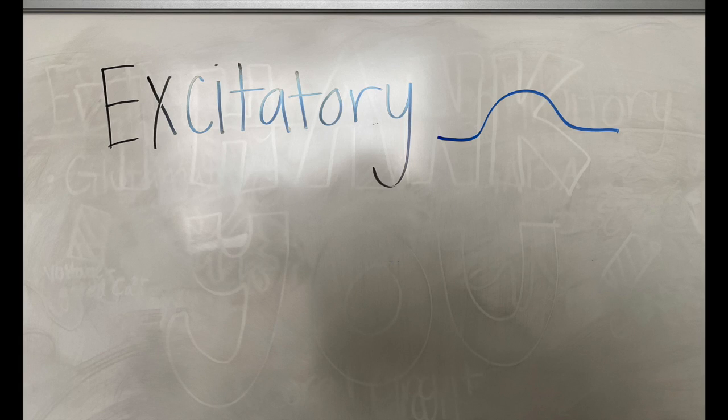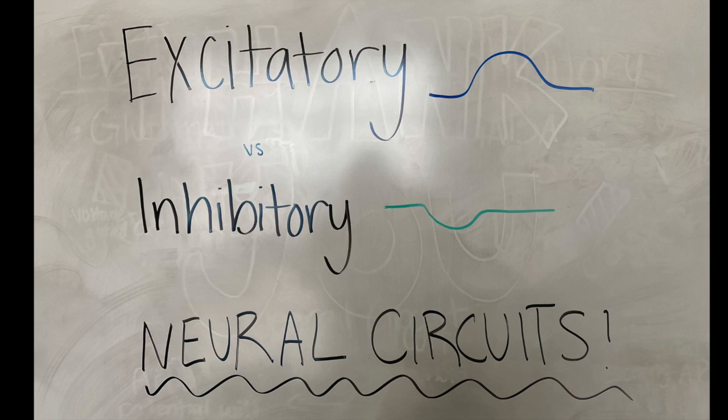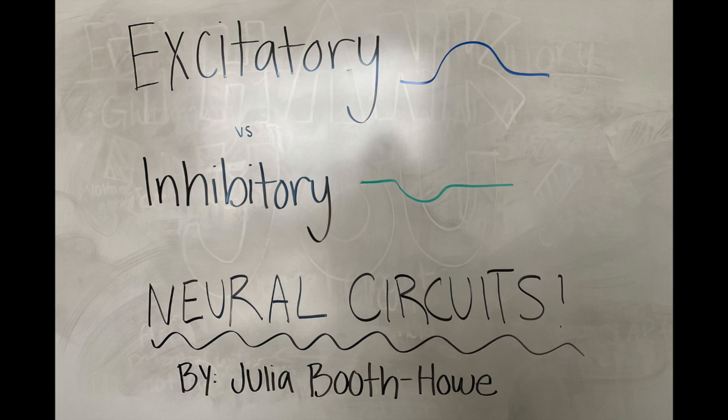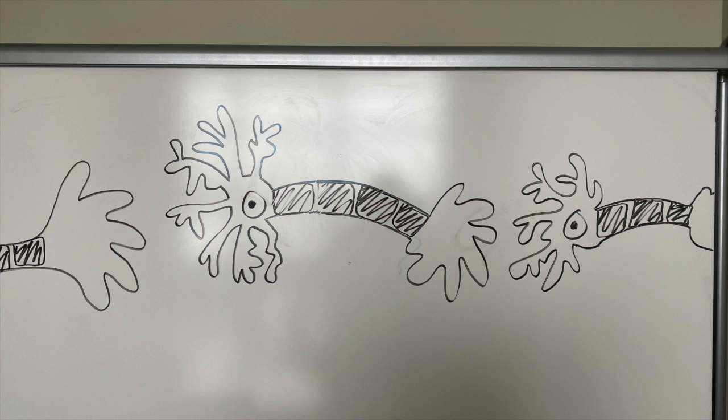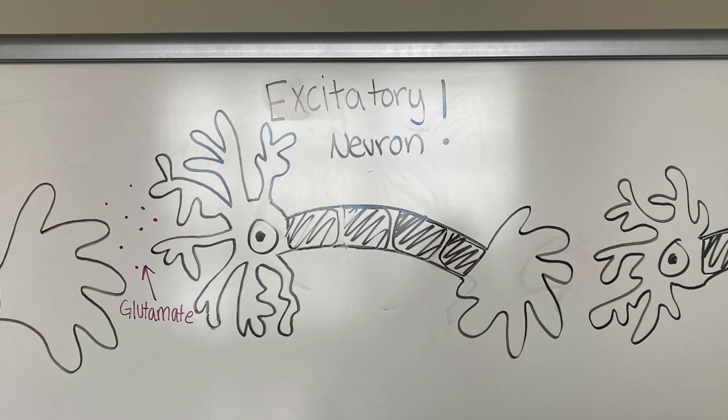In this video, I'm going to demonstrate an excitatory and inhibitory neural circuit. This is a basic neural circuit consisting of 3 neurons. In the middle is an excitatory neuron that will increase the likelihood of an action potential. We start with glutamate, one of the main excitatory neurotransmitters in the central nervous system, in the synapse.